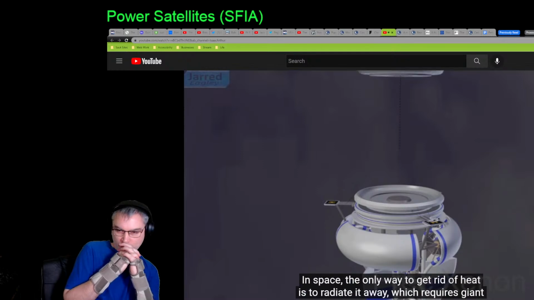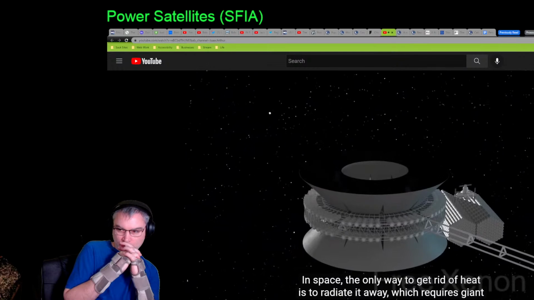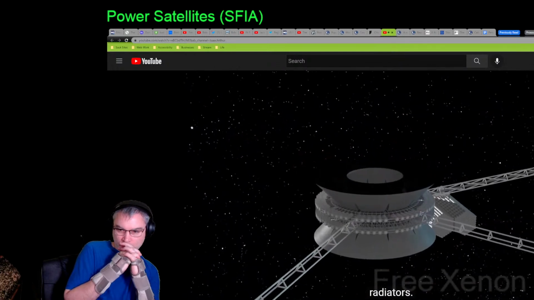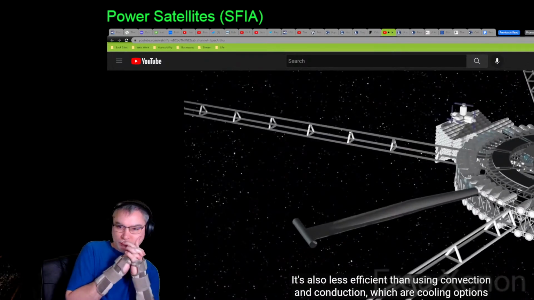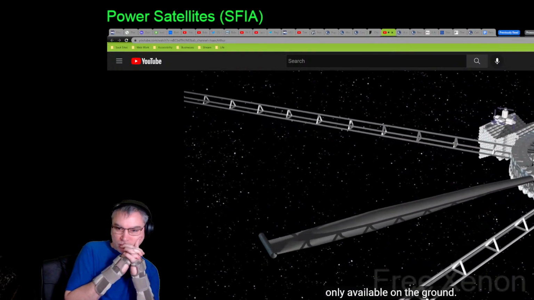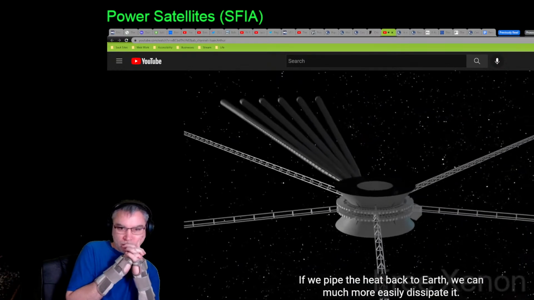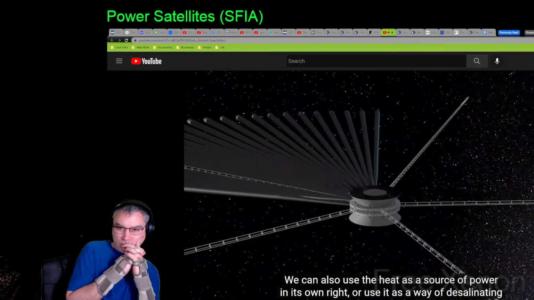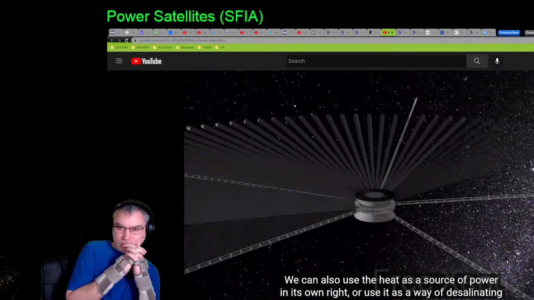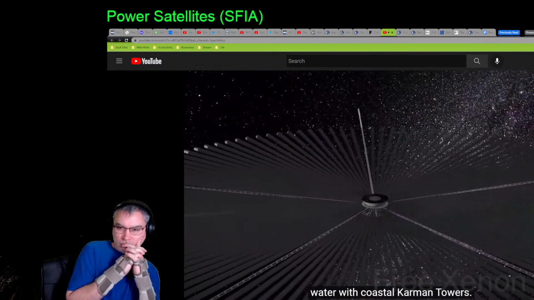In space, the only way to get rid of the heat is to radiate it away, which requires giant radiators. It's also less efficient than using convection and conduction, which are cooling options only available on the ground. If we pipe the heat back to Earth, we can much more easily dissipate it. We can also use the heat as a source of power in its own right, or use it as a way of desalinating water with coastal Kármán towers.